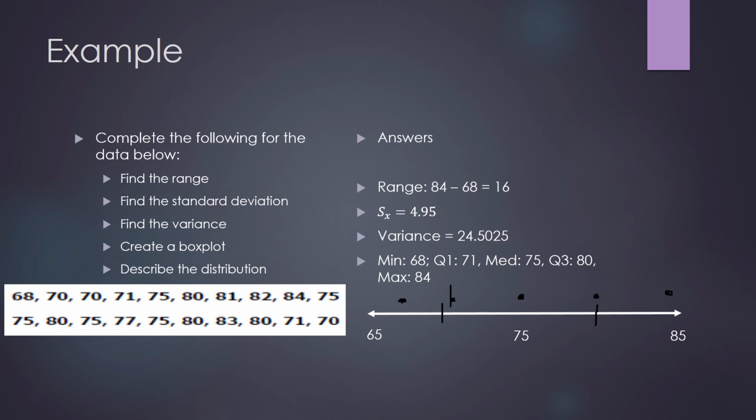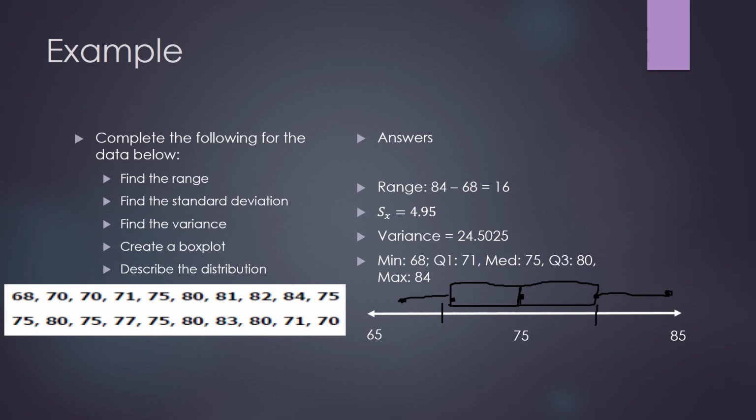To complete my box plot, I'll draw my box in between the first and third quartile, and I'll draw a line down the middle at my median. I'll then connect my minimum and maximum to the box.